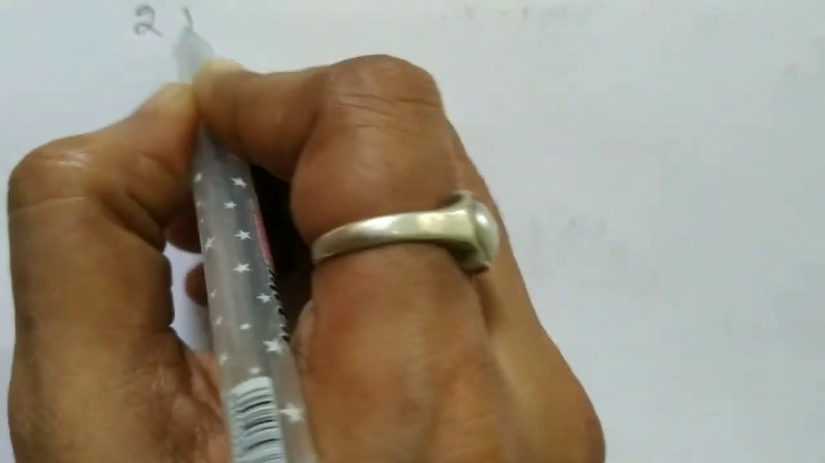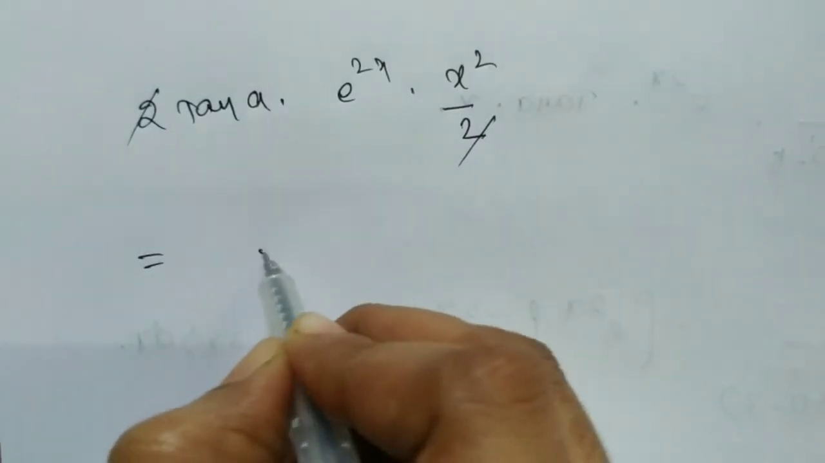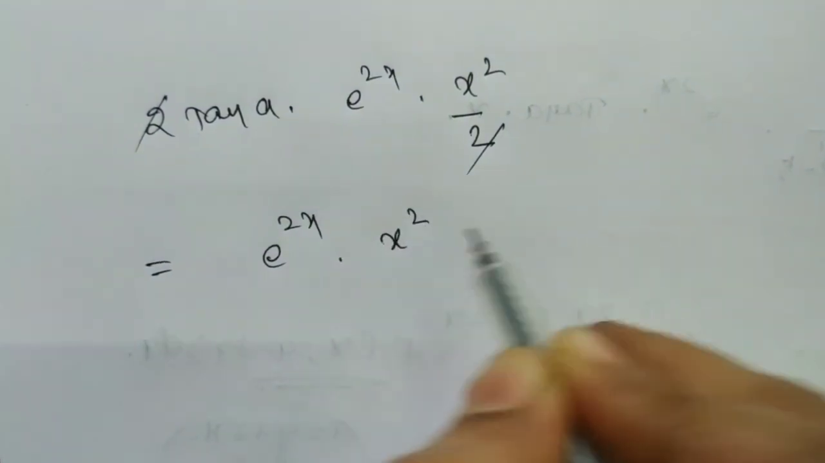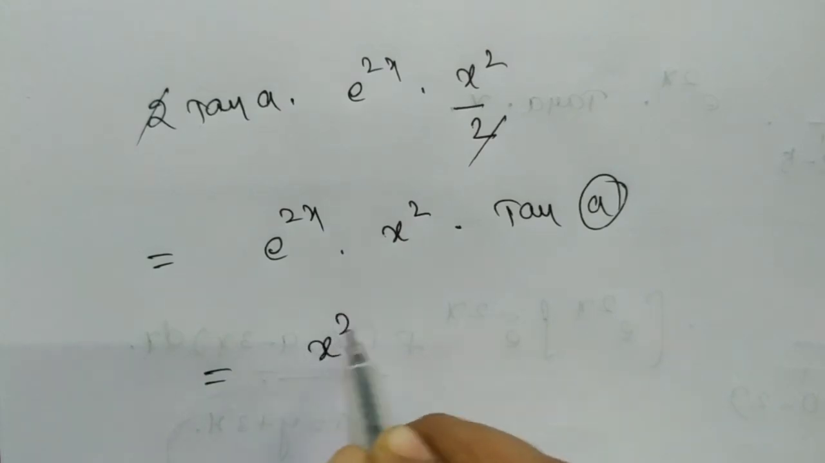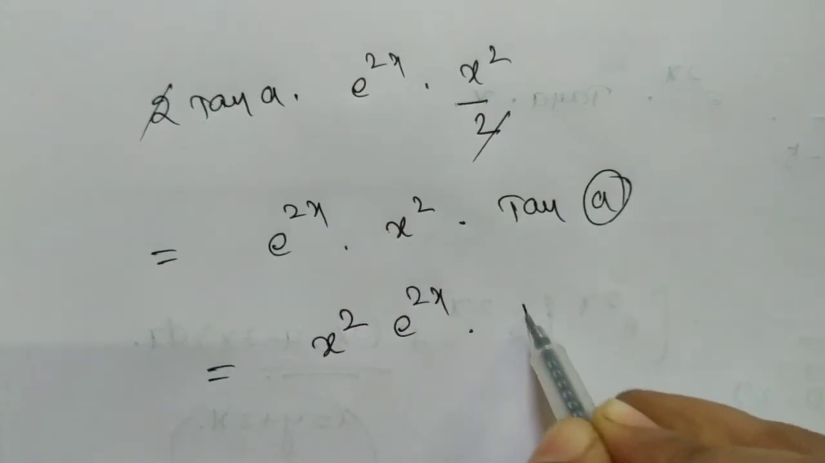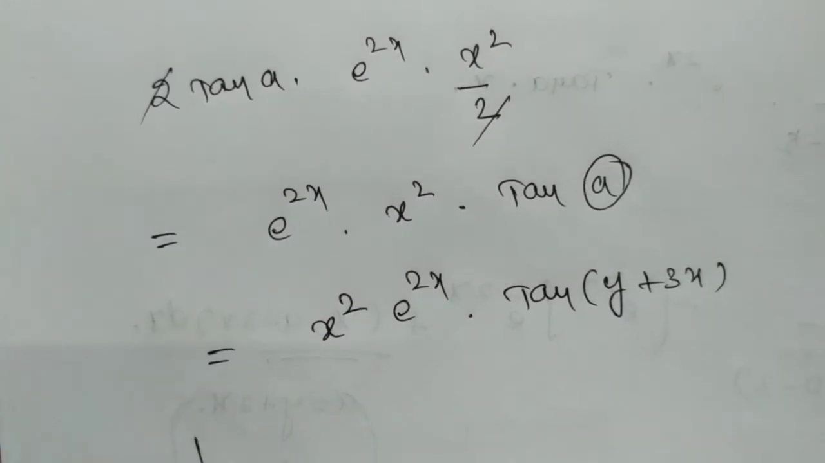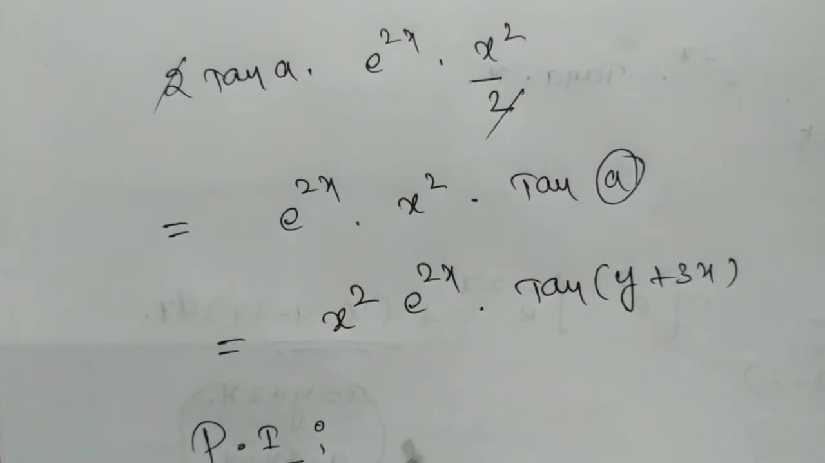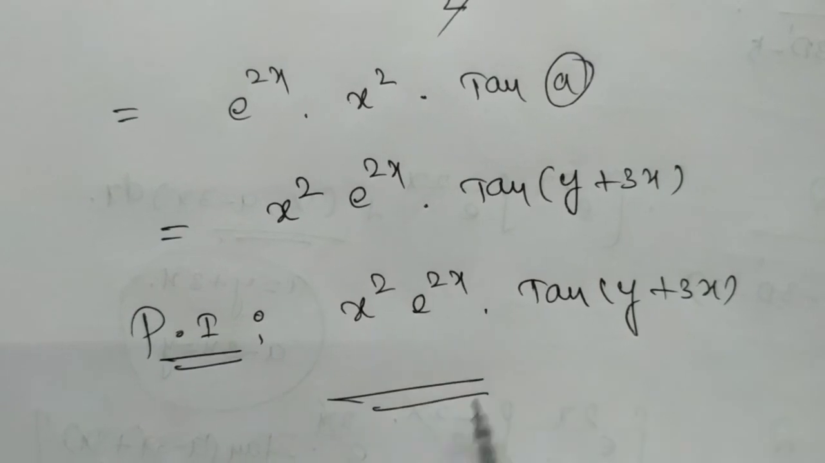So 2 tan a into e power 2x into x square by 2. So here 2 cancel, e power 2x into x square into tan a. So here replacing the a value, x square e power 2x into tan of a equal to y plus 3x. So our final particular integral value is x square e power 2x into tan of y plus 3x. So this is method 4.